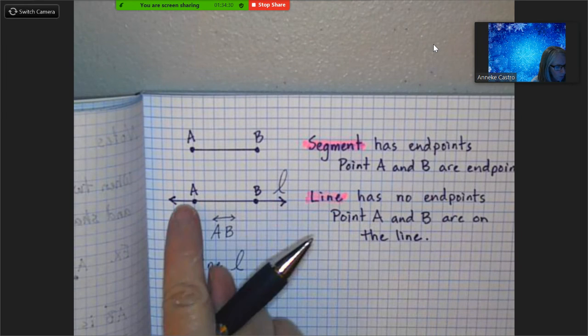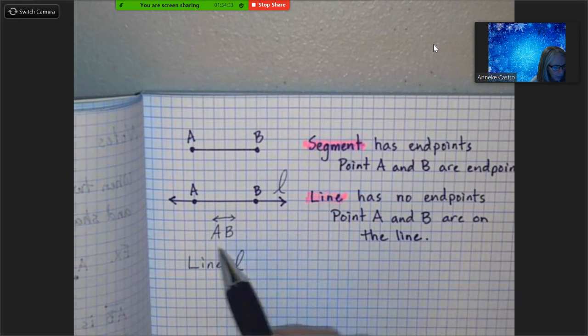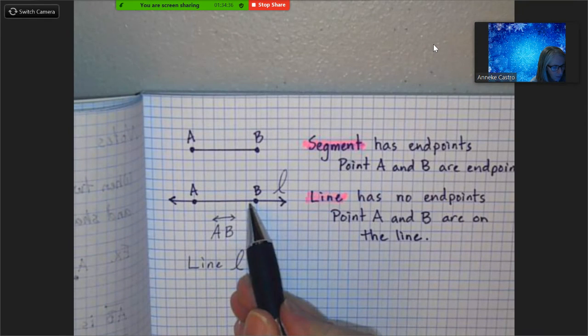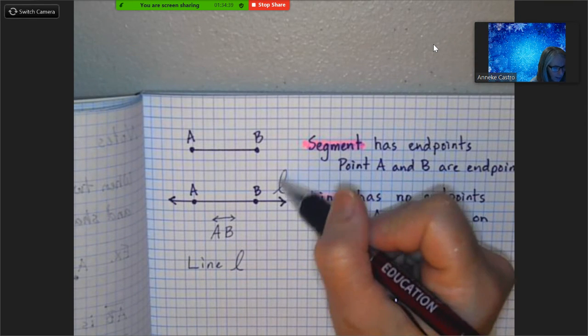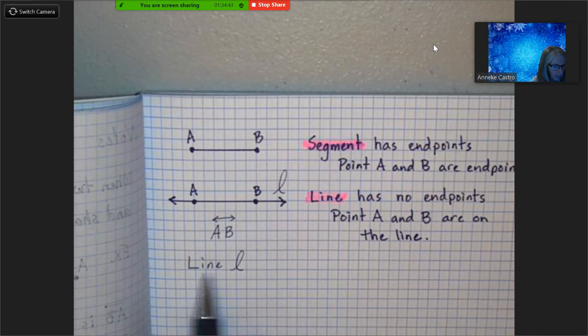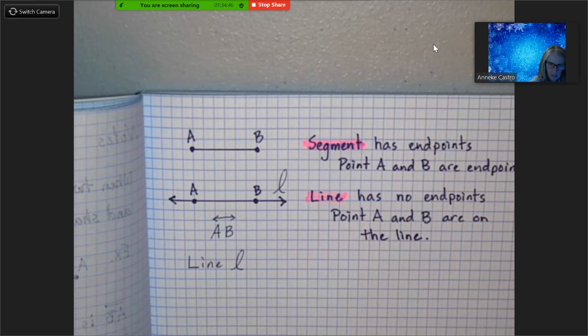Okay, so when we talk about lines in geometry, we can use two letters to talk about them, or we can put one letter next to it and call it line L. So you're going to see in class, sometimes we use this, sometimes we use this. It can get a little confusing, but it's just like I have different names. I can be called Miss Castro, or Annika Castro, or just Annika. I have lots of names. So this line has lots of names.